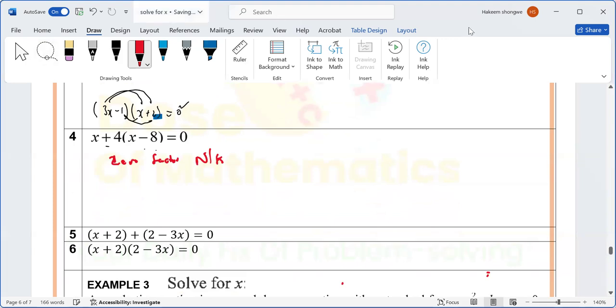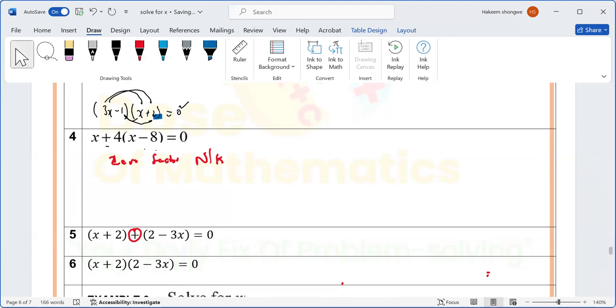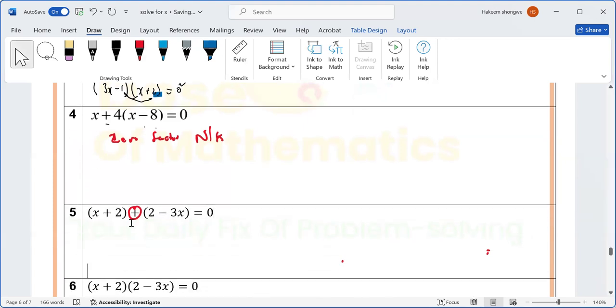So let's go to number 5. What do you think, does it apply? Bracket number 1, bracket number 2, there's a 0. Are we multiplying the two brackets or adding the two brackets? We are adding. So can we use the zero factor law? No, we can't use the zero factor law because it applies only when we're multiplying. Here we have a problem because we have a plus, so the zero factor law is not applicable here.